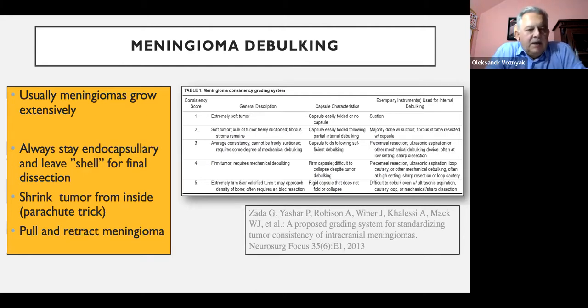Concerning meningioma debulking, usually meningiomas grow extensively, and in the majority of cases you can safely resect the tumor by manipulating inside the tumor, with some exclusions, of course, such as a meningioma of the cavernous sinus or of the anterior clinoid. But in the majority of cases, we can perform very good debulking with the ultrasound aspirator, with scissors, with anything. It lets us shrink the tumor, to relax the tumor.